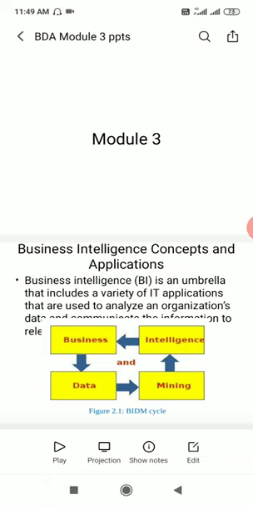So I'm continuing module 3 of big data analytics, which was conducted in the previous classes.